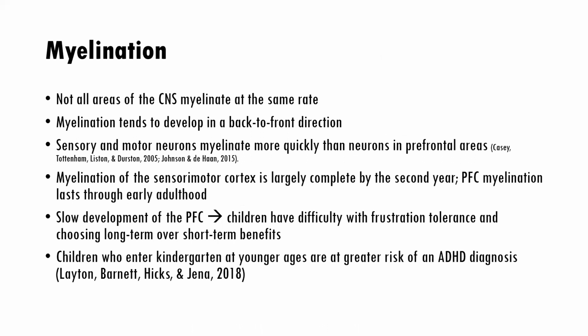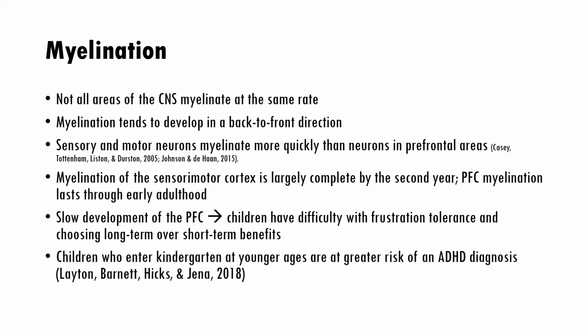As you'll see, it's important to consider because age does matter with ADHD, as you'll see with an important kindergarten study. Not all areas of the CNS myelinate at the same time, as I mentioned. Remember, myelination has to do with the development of myelin sheath around the axon that speeds up the rate of neurotransmission. Myelination tends to develop in a back-to-front direction. What that means is that sensory and motor neurons myelinate more quickly than neurons in the prefrontal areas.